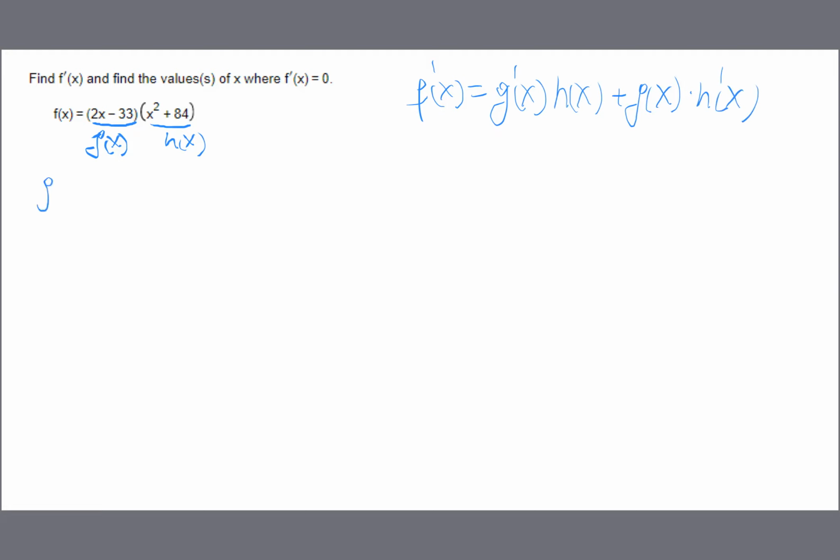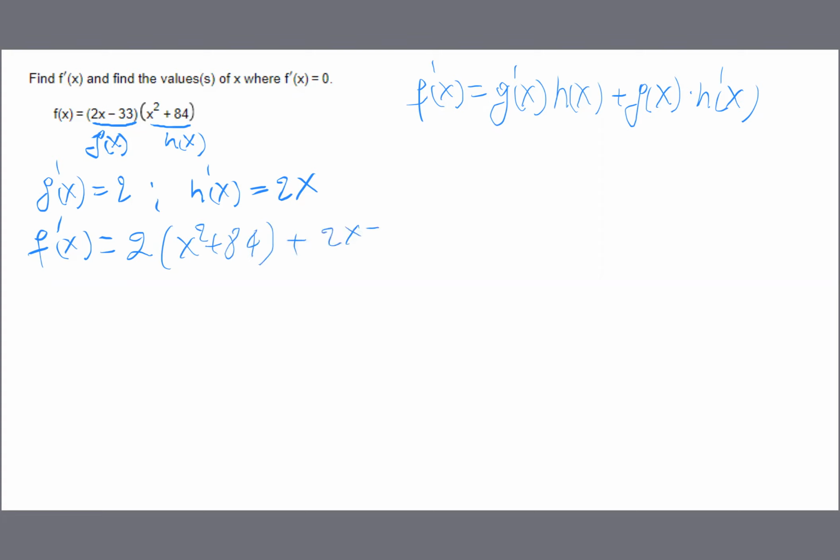Okay, so let's find g prime of x. That is 2. h prime of x is 2x. So f prime of x is going to be g prime of x, which is 2, times x squared plus 84, plus g of x, 2x minus 33, times h prime of x, which is 2x.